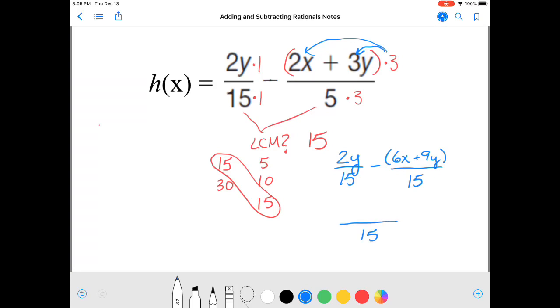So we'll put our 15 in the denominator. We're going to have a negative 6x because of that minus sign in front of the 6x. Then we're going to do 2y minus 9y, which is going to give us negative 7y. And that is our final answer for this subtracting rational functions problem.